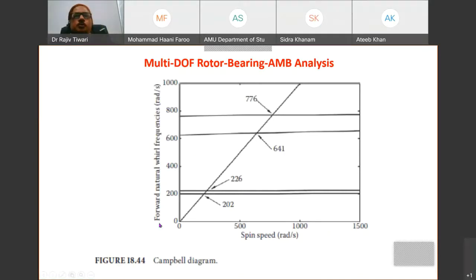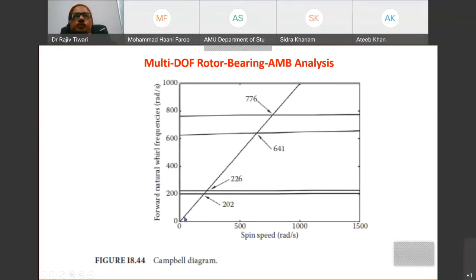It is because here the gyroscopic effect of the disc was included. So the frequency which we will be getting for different speeds will have some variation. Here you can see there is slight variation. If you see here, in this gap, slight variation of the natural frequency is taking place.